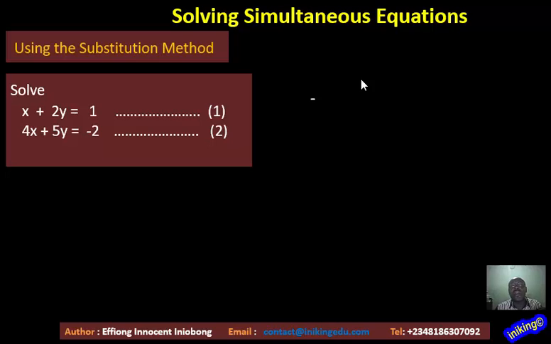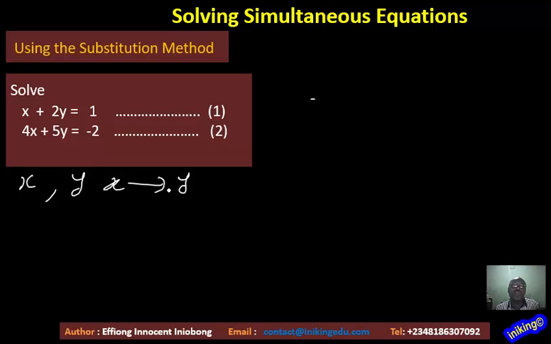The name substitution method plays around by expressing one variable in terms of the other. You study both equations, look at them, see which one is easier for you, and then you try to express one of the variables in terms of the other variable. Here we have variable x, we have variable y. I'm going to express one in terms of the other.